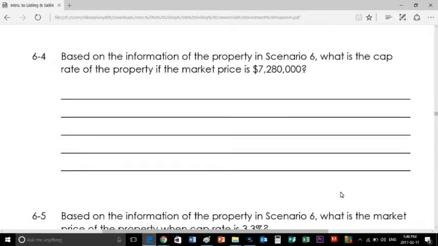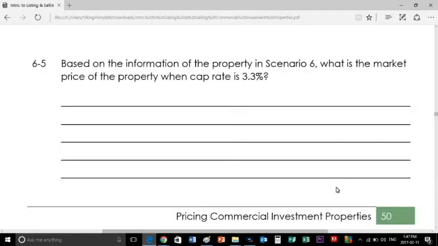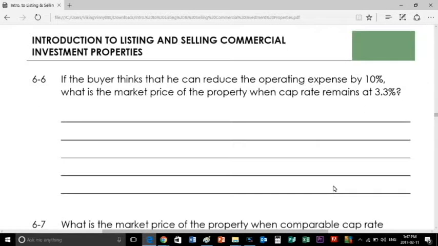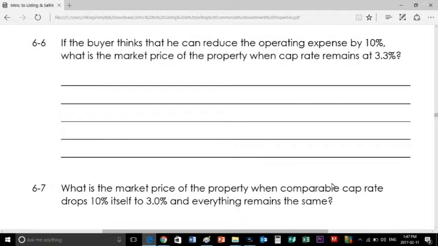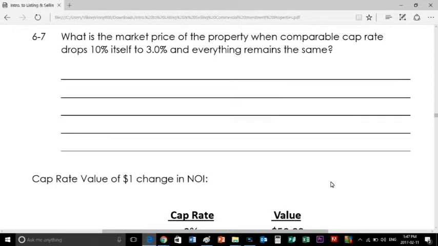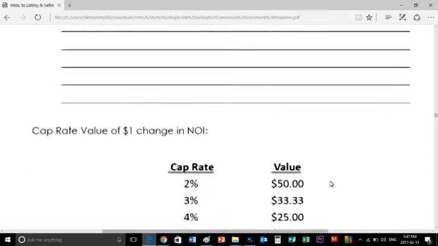So 6-4, based on the information of the property in scenario 6, what is the cap rate of the property if the market price is $7,280,000? 6-5, based on the information of the property in scenario 6, what is the market price of the property when cap rate is 3.3%? 6-6, if the buyer thinks that he or she can reduce the operating expense by 10%, what is the market price of the property when cap rate remains at 3.3%? 6-7, what is the market price of the property when comparable cap rate drops 10% itself to 3.0% and everything remains the same?